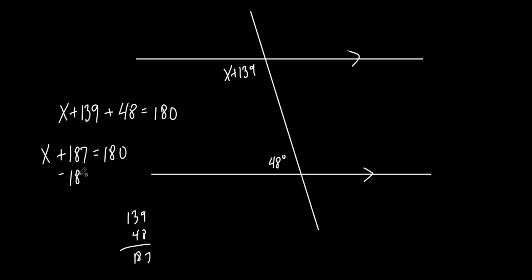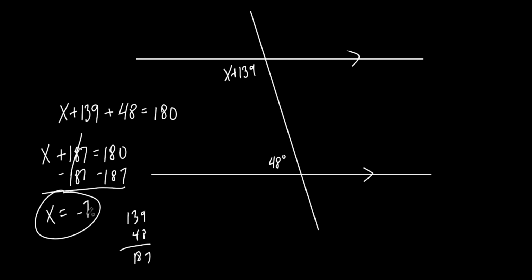Subtract 187. All right, so x, this cancels out, equals 180 minus 187. That's kind of weird, but it's what? It's negative 7. And that's all they want you to do. They just want you to solve for x. You don't have to plug it back in or anything like that, okay? You just have to solve for x.